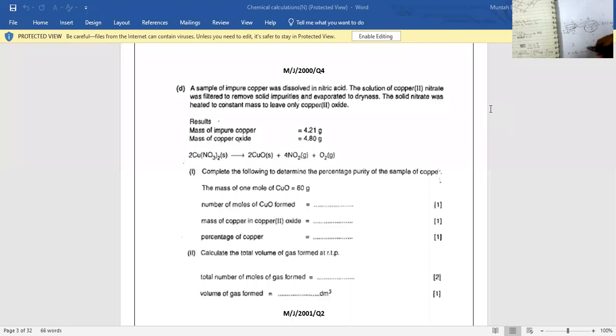Because miss, on the upper side when you calculated the number of moles of copper oxide formed, it was just for one copper oxide, isn't it? Not for 2. I never calculated the mass of copper oxide. Moles of copper oxide, miss. Yes, moles. So there are 0.06 moles of copper oxide.